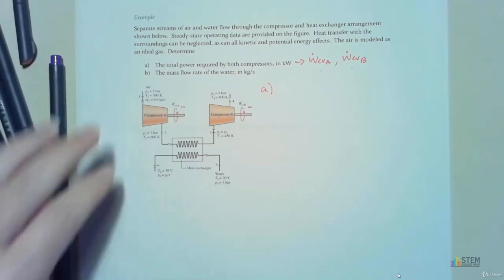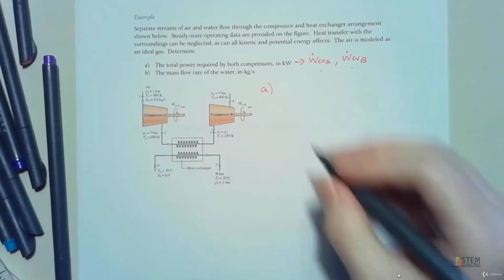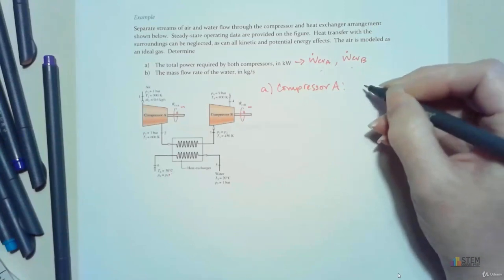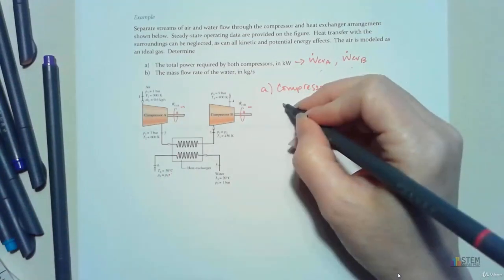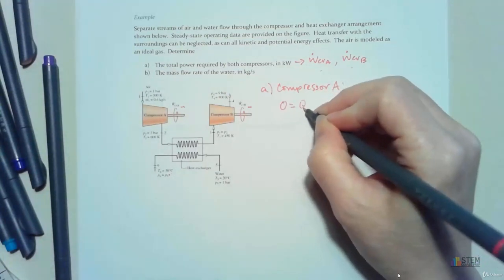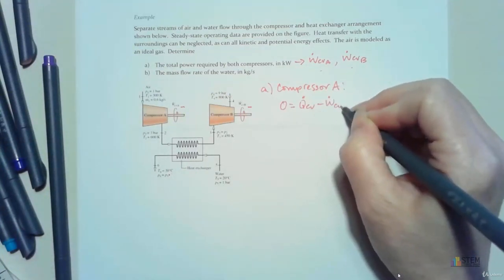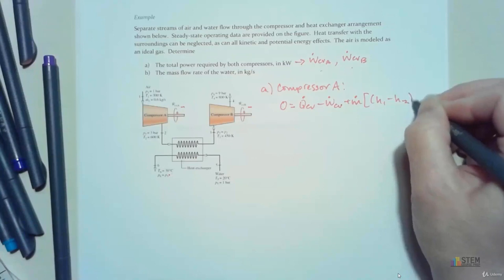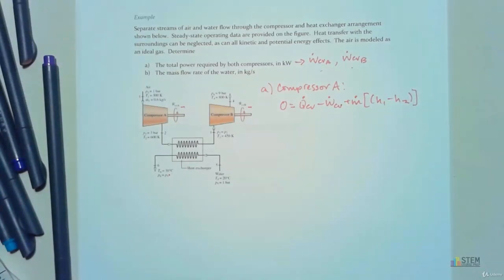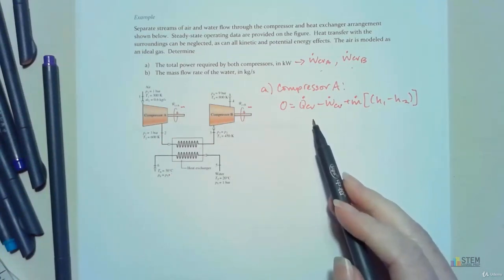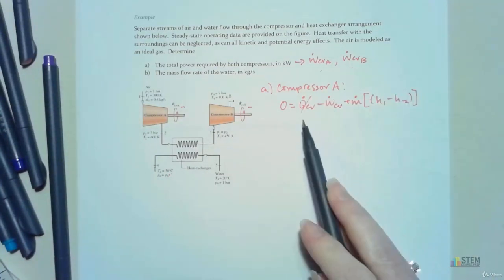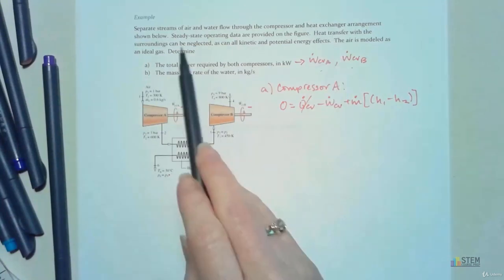Now let's go ahead and analyze compressor A first. Compressor A. Let's write down an energy balance equation for this. We'll have 0 equals Q dot minus W dot plus m dot times (h1 minus h2). Okay, so now that we've got our equation, let's go ahead and look at this. Q dot, are we going to have this term? Nope, goes away. And why does it go away? Because it said our heat transfer can be neglected.